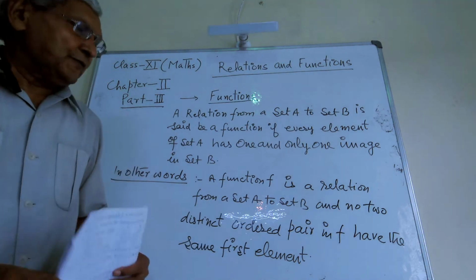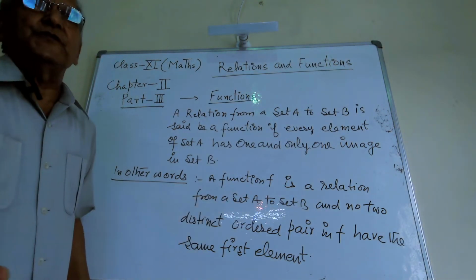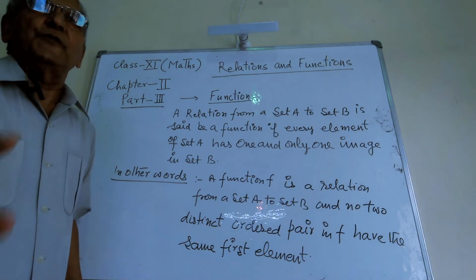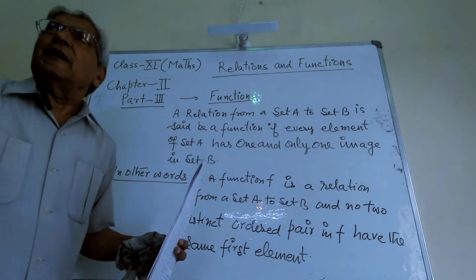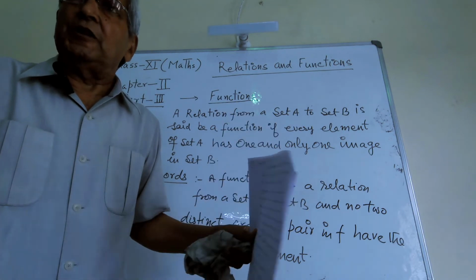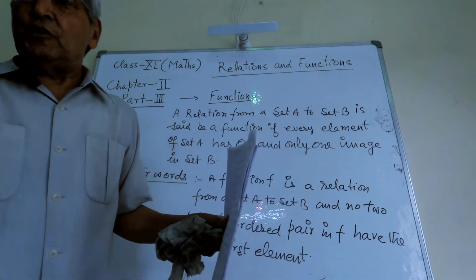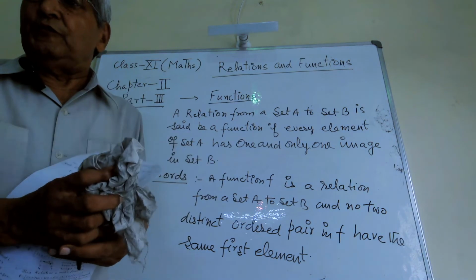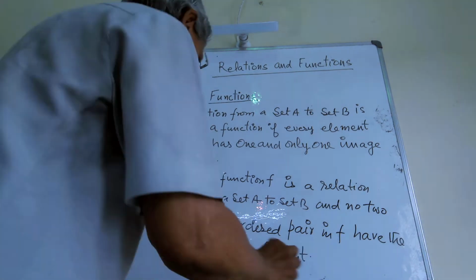So, therefore, in the second definition, we have to find the domain of a function, and we have to see whether any element is repeated. If not repeated, then that is a function. So I am giving you an example, and with the help of the example, the concept will be clear to you.